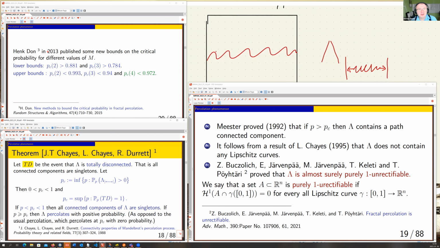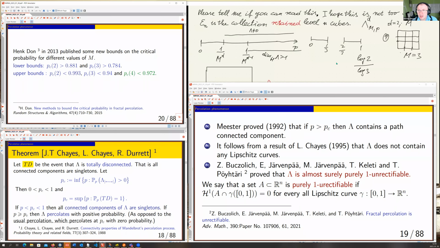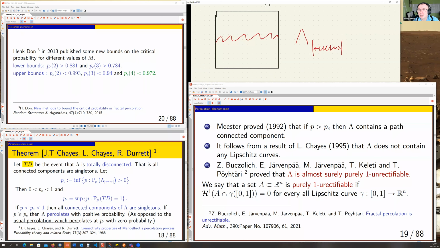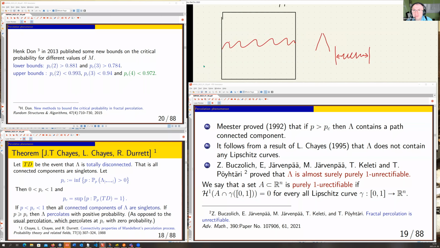The best ones I know are from a former student of Michel Dekking, who proved that if m is equal to 2, then... just a moment. No, this is not good. Something is not quite good. Sorry. Okay. So if m is equal to 2, we divide along both sides just into 2 parts.